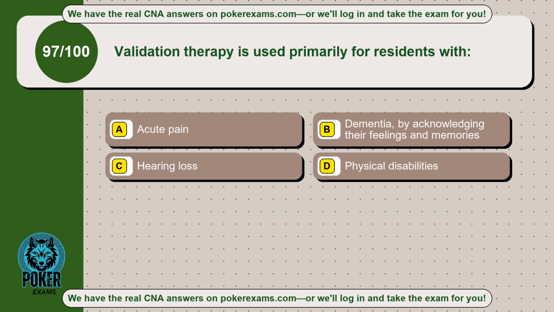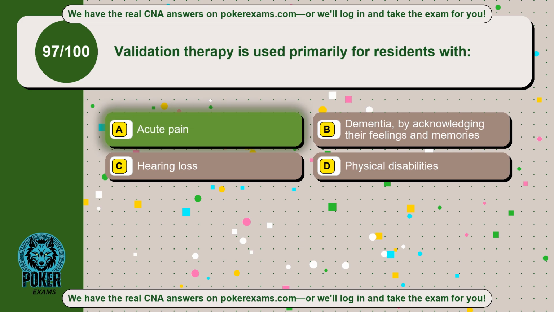Question 97. Validation therapy is used primarily for residents with: Option A, acute pain. Option B, dementia, by acknowledging their feelings and memories. Option C, hearing loss. Option D, physical disabilities. The correct answer is option A.